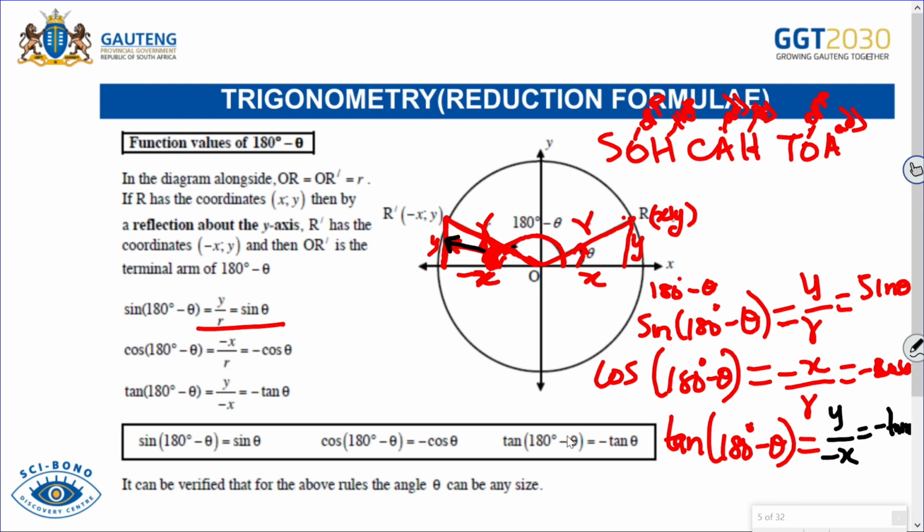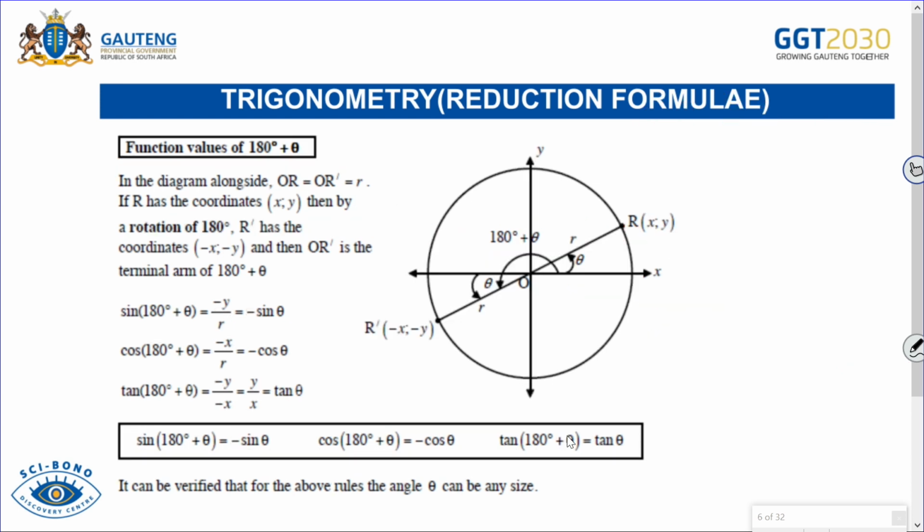So whenever you see sine of 180 degrees minus theta, you substitute it with sine theta. Whenever you see cos of 180 degrees minus theta, you substitute it with negative cos theta. Whenever you see tan of 180 degrees minus theta, you substitute it with negative tan theta. Okay, let's move along. Now let's look at the function values of 180 degrees plus theta.